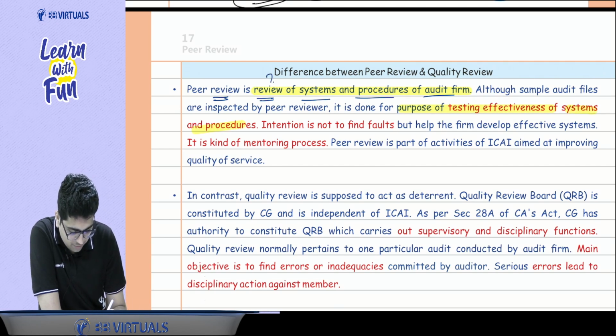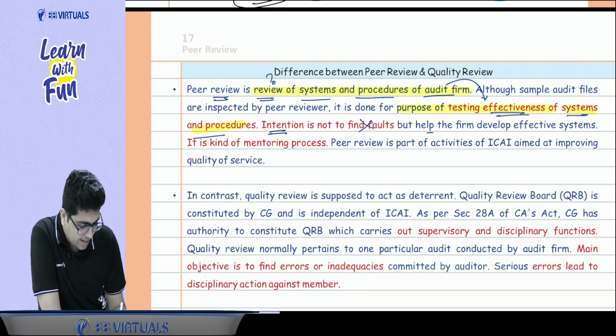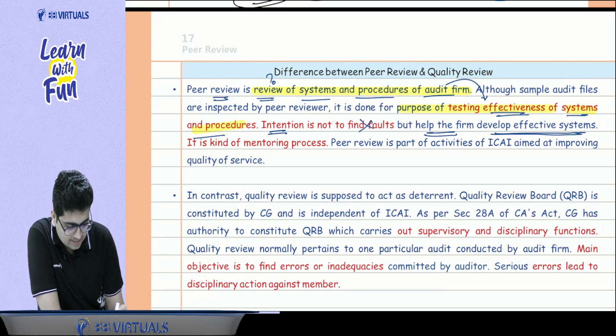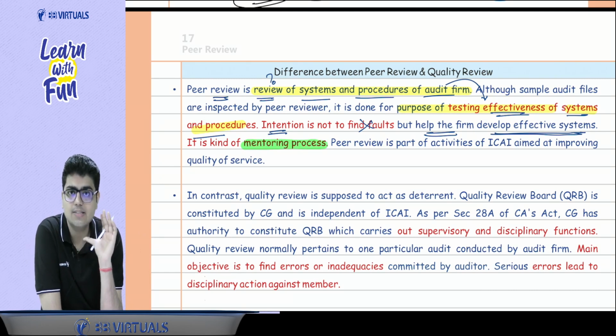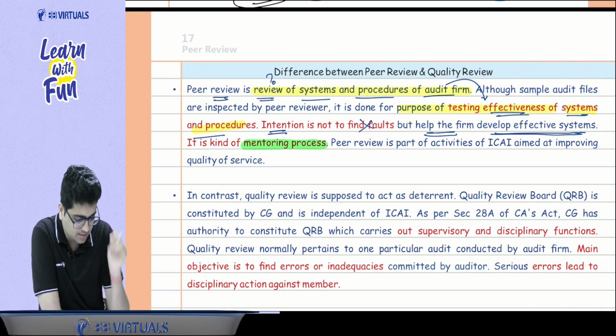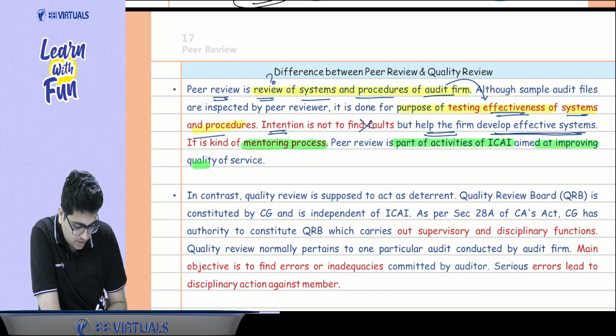So why are we reviewing? To test the effectiveness of the systems and procedure. Our intention is not to find the faults, but help the firm in developing effective systems and improving the quality of audits. It is a kind of a mentoring process. Please remember this keyword. This is not a punitive action process or a punitive process. It is a mentoring process. It is a part of the activities of ICAI aimed at improving the quality of service.